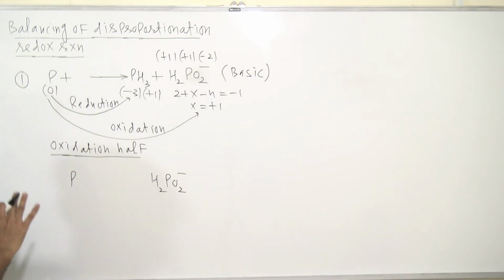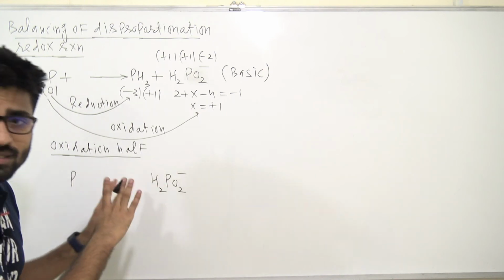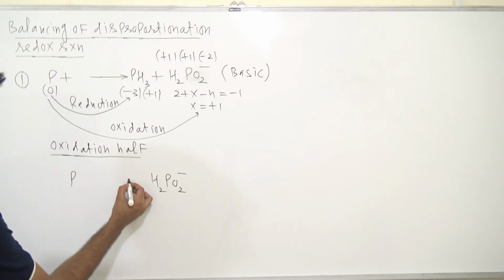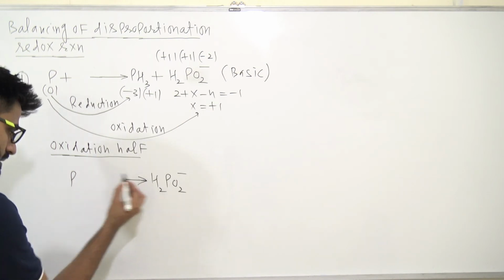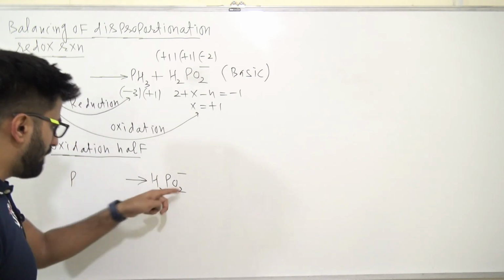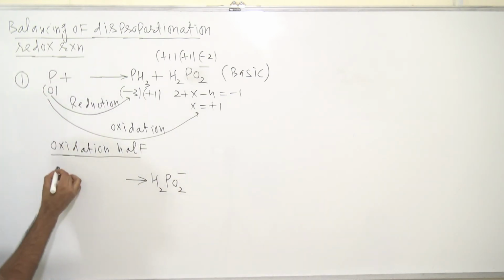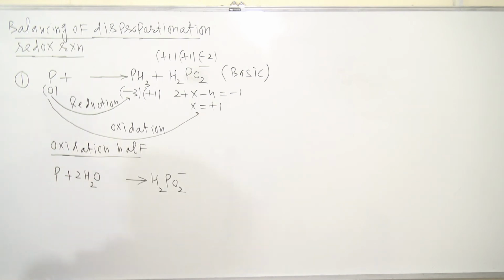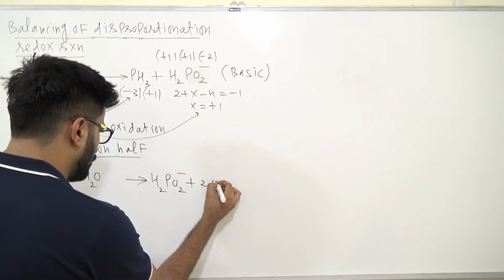Now balance all the atoms except oxygen and hydrogen. Phosphorus is balanced, yes it is balanced. Okay, now balance oxygen, we are assuming it to be acidic. Balance oxygen by adding 2 molecules of water. Now balance hydrogen: there are 2 on one side and 4 on the other, so here I need to add 2H plus.